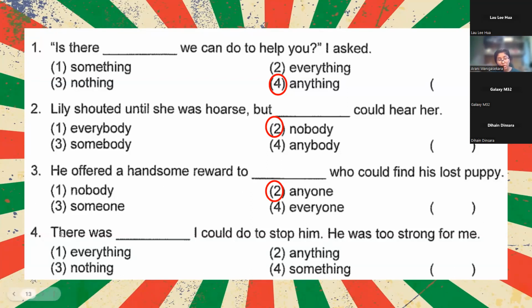So question 4. There was blank I could do to stop him. He was too strong for me. What's the answer? Nothing. Nothing. Any other answers?